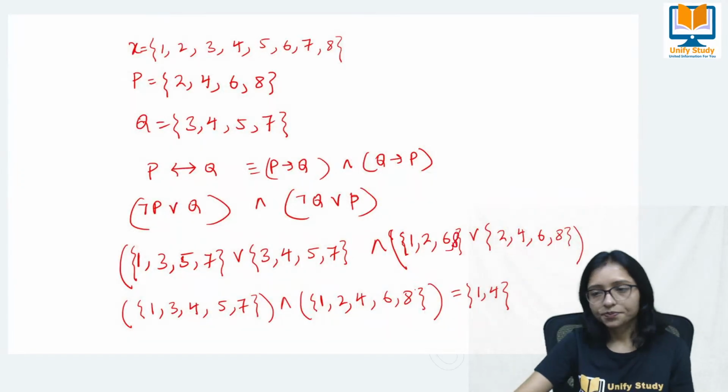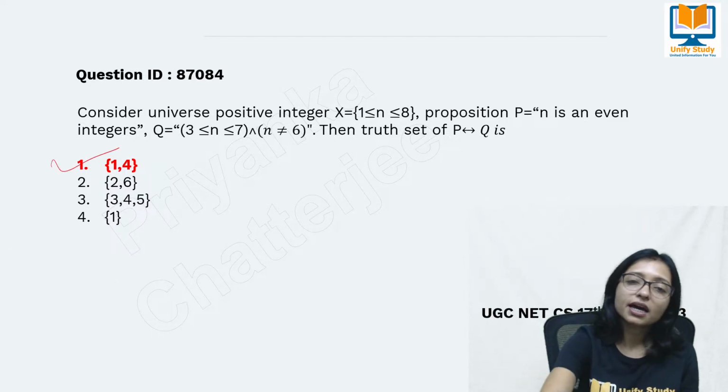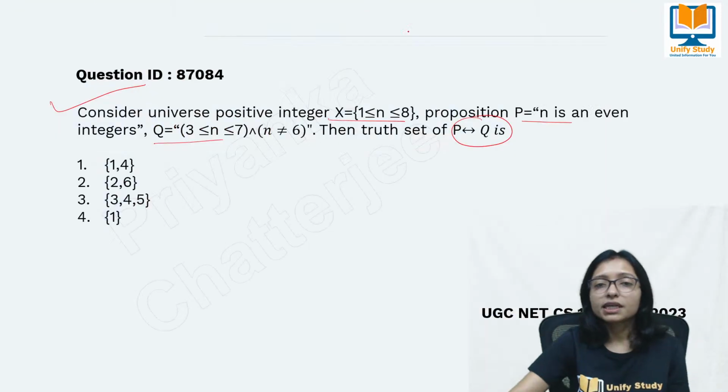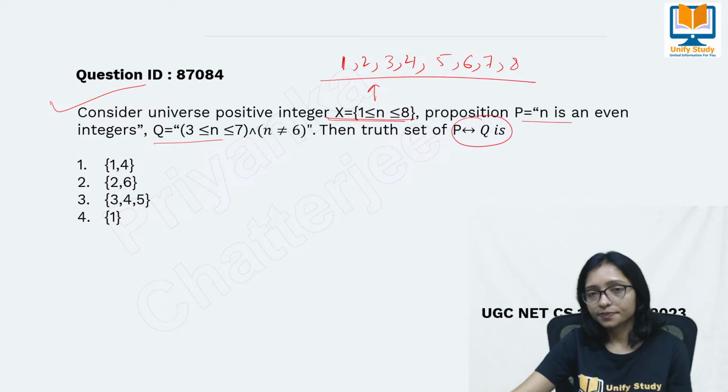Okay. So Lakshmi Rana is giving answer 1 and 4 is the correct answer. How to solve? Here you need to see x is given greater than or equal to 1, less than or equal to 8. So x values are 1, 2, 3, 4, 5, 6, 7 and 8. These are the values for x.